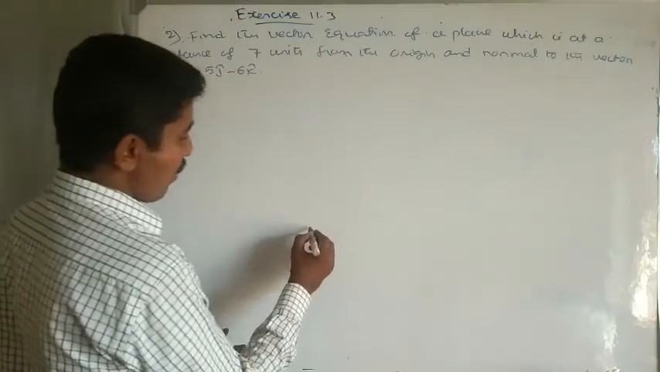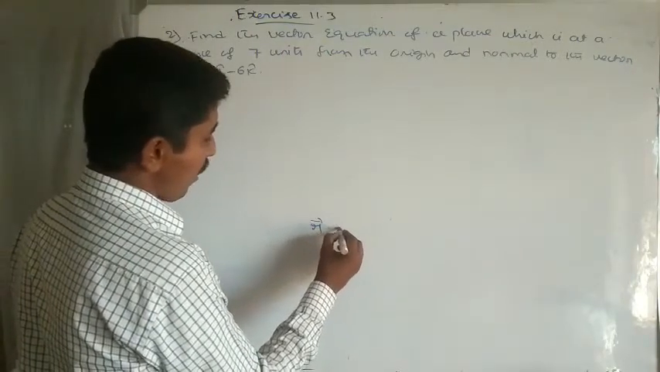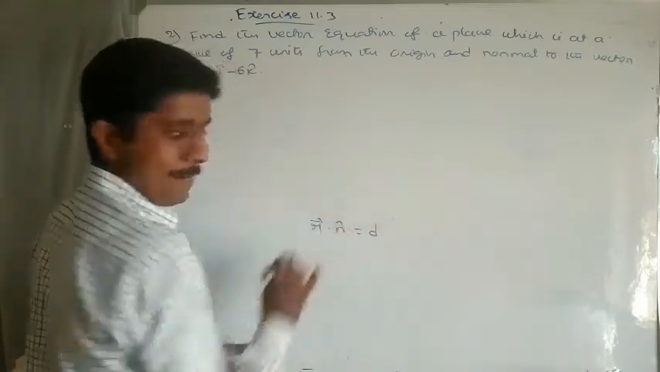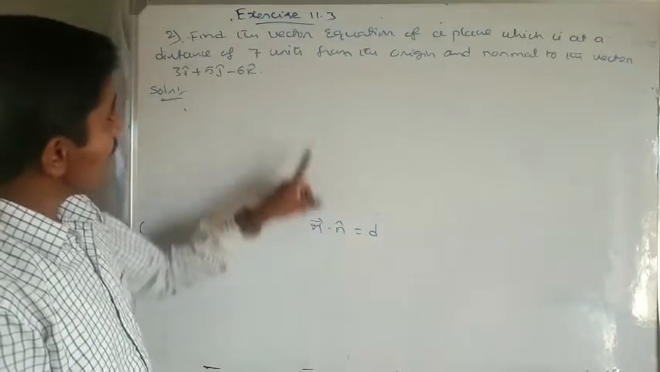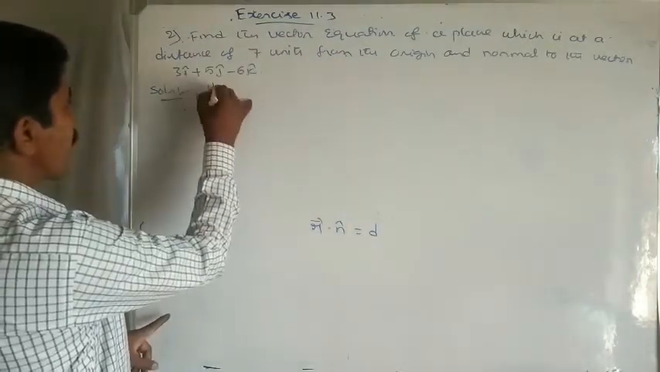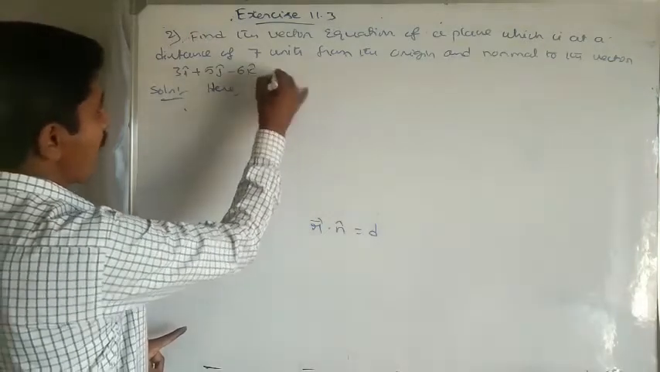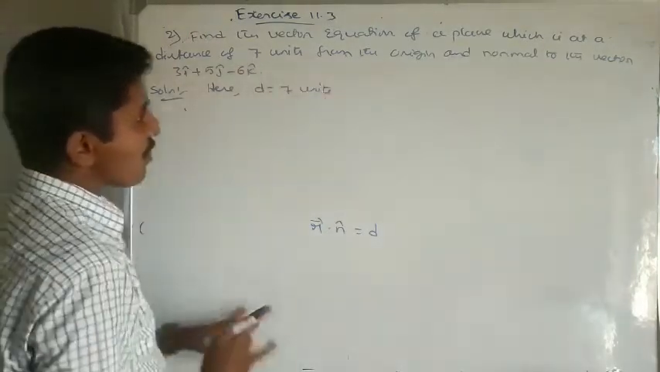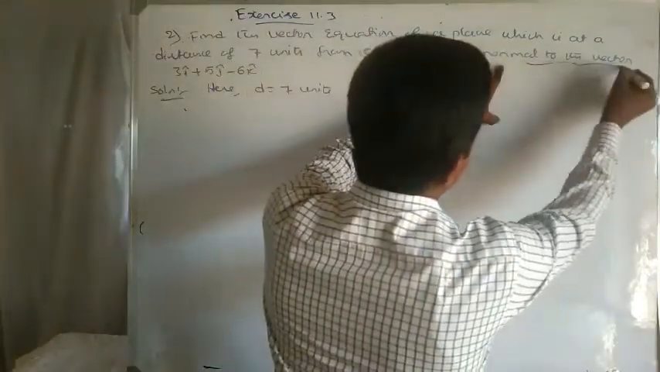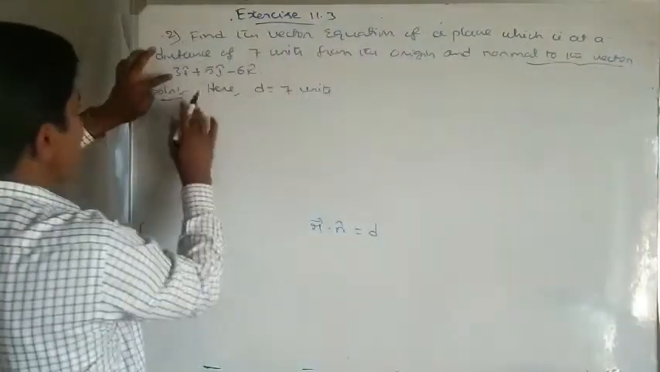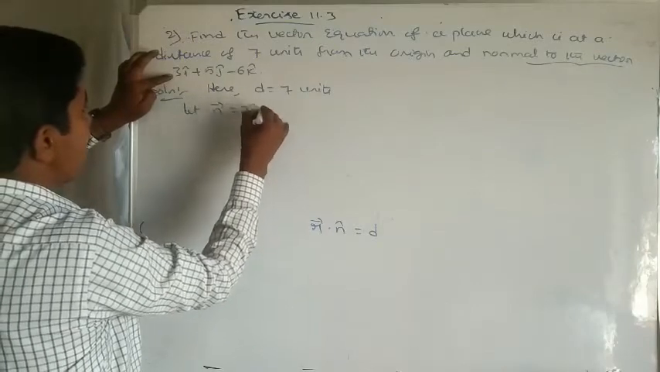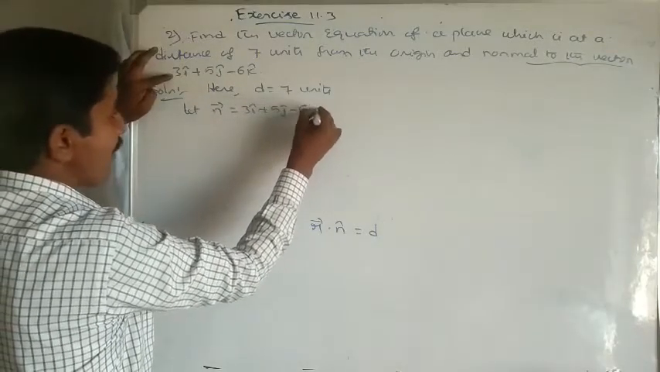The vector equation of the plane is, we know, vector r dot unit vector n cap is equal to d. Here the given distance is 7 units, so d is equal to 7. Next, n cap means unit vector, but here the given vector is a normal vector, not a unit vector. Let vector n be equal to 3i plus 5j minus 6k.